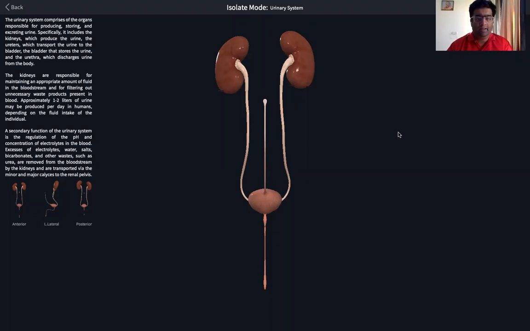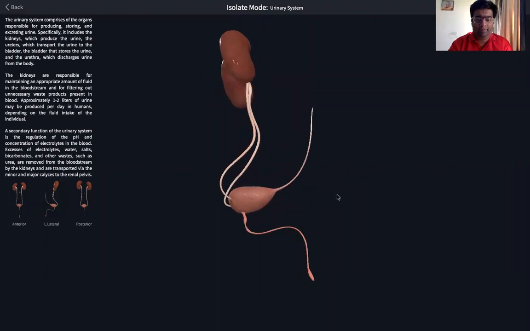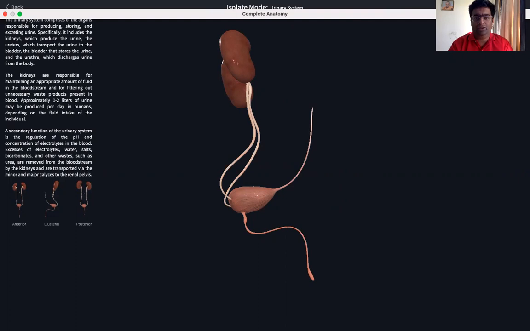So now here you all see the chief components of the urinary system: a pair of kidneys, a pair of ureters, a urinary bladder, and the urethra. So these are the chief components of the excretory system in humans.